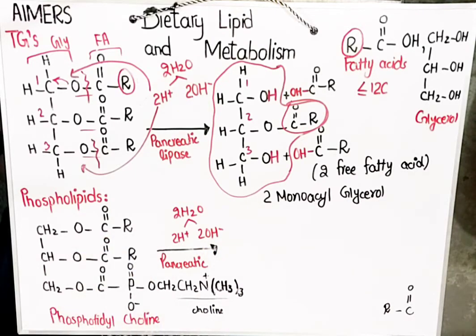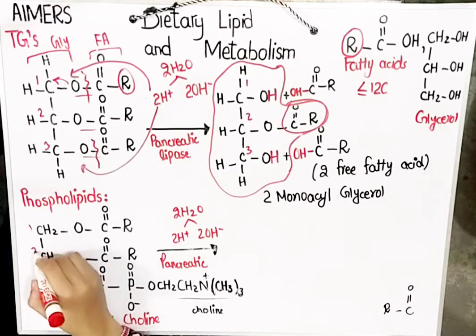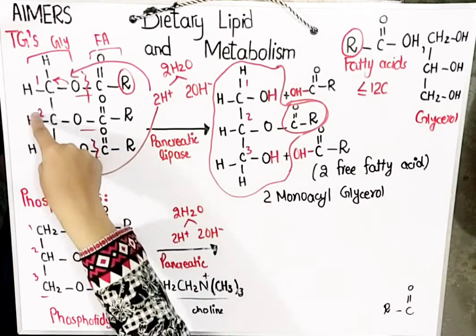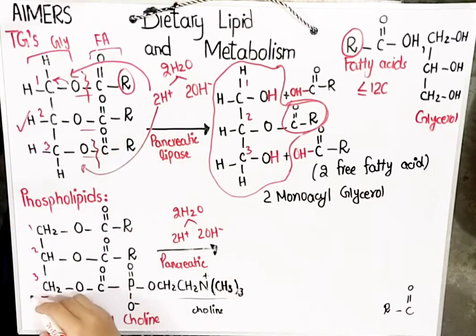Do remember in case of phospholipid, nothing will happen with carbon number 3. This is carbon number 1, carbon number 2 and carbon number 3. Carbon number 3 will remain intact. So in case of TGs, carbon number 2 will remain intact, while in case of phospholipids, carbon number 3 will remain intact. Which bond we have to break?